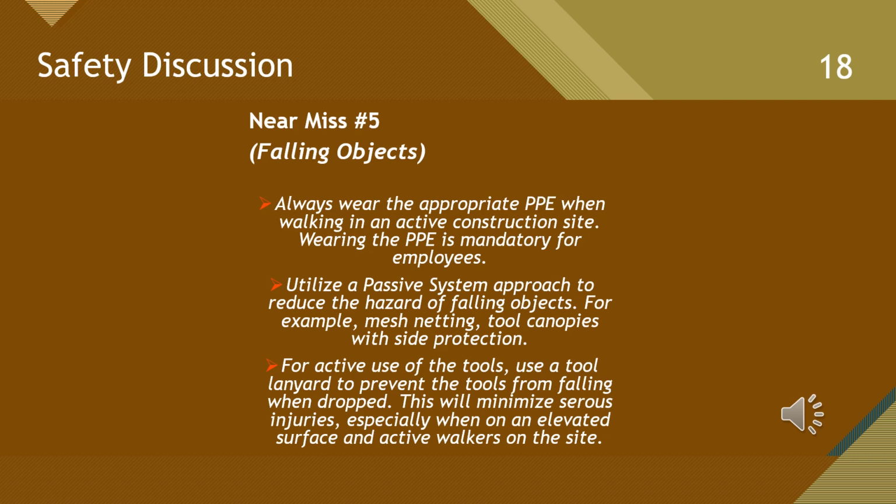Near miss number 5, dealing with the falling object. It is important to remember to always wear the appropriate PPE when walking in an active construction site. Wearing the PPE is mandatory for employees. Utilize a passive system approach to reduce the hazards of falling objects, for example, mesh netting and tool canopies with side protection. For active use of the tools, use a tool lanyard to prevent the tools from falling when dropped. This will minimize serious injuries, especially when on an elevated surface and around active walkers on site.